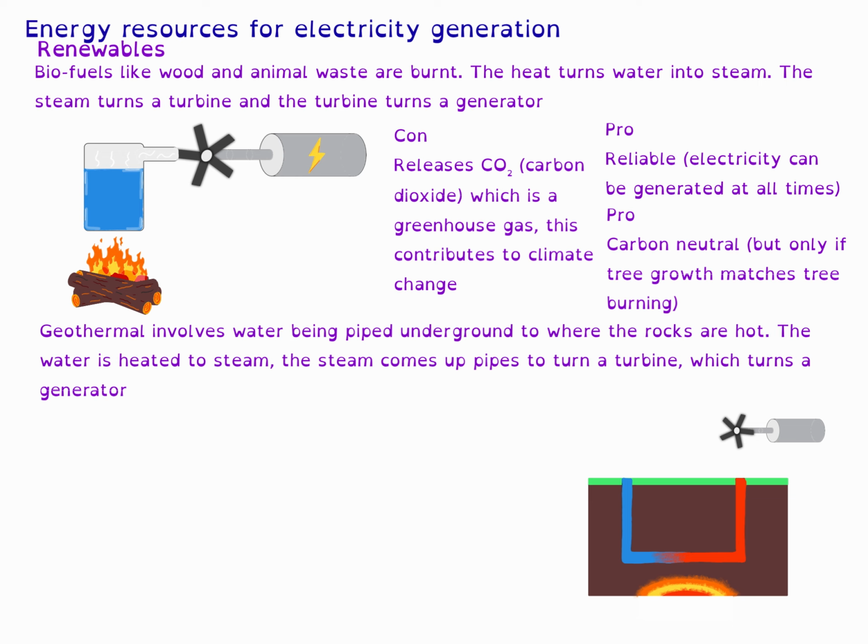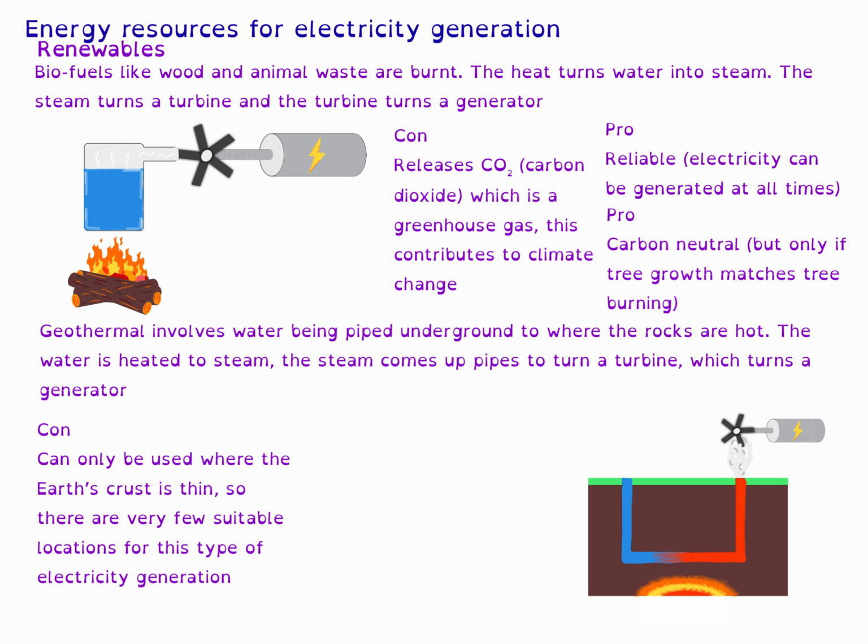Geothermal: this involves water being piped underground to where the rocks are hot. The water is heated into steam, and the steam comes up the pipes to turn a turbine, which turns a generator. The disadvantages, the cons: it can only be used where the Earth's crust is thin, so there are very few suitable locations for this type of electricity generation.